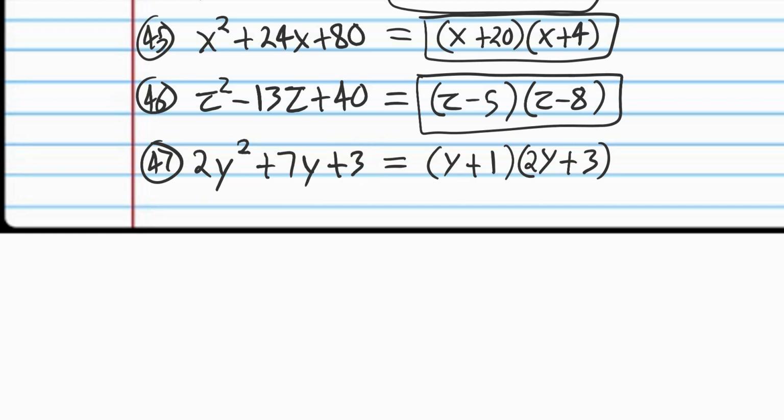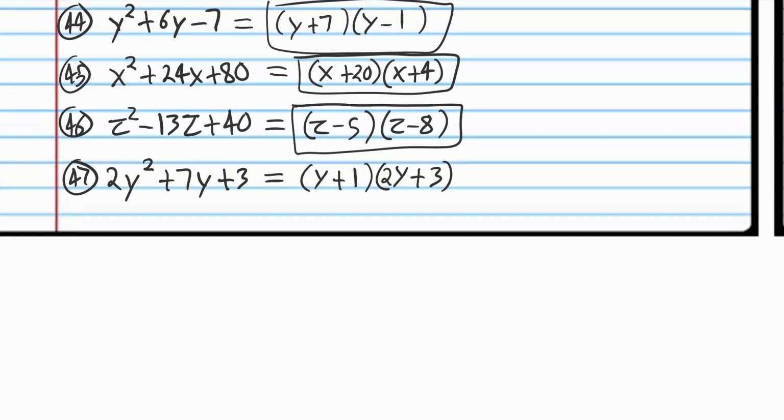So now we have to figure out if, when we perform FOIL, we get this 7y. In order to do that, we actually have to use FOIL this time. We can't really get around it. So I'm now going to use FOIL. y times 2y is 2y squared, of course. That's the way we designed it. And then y times 3 is 3y. And then 1 times 2y is 2y. And 1 times 3 is 3. So when you add those together, you get 2y squared plus 5y plus 3. We didn't get the right number. All right? So we have to try something different.